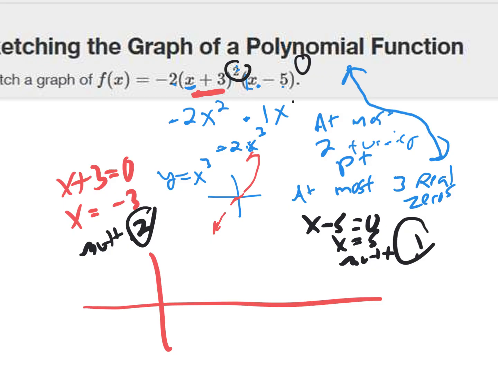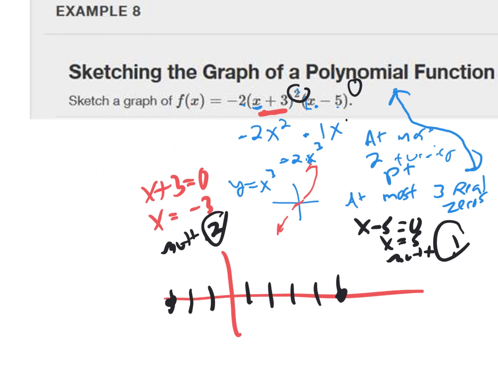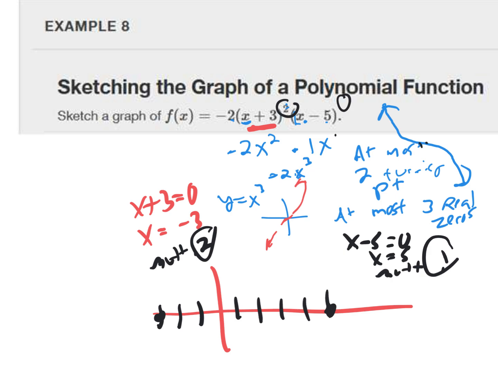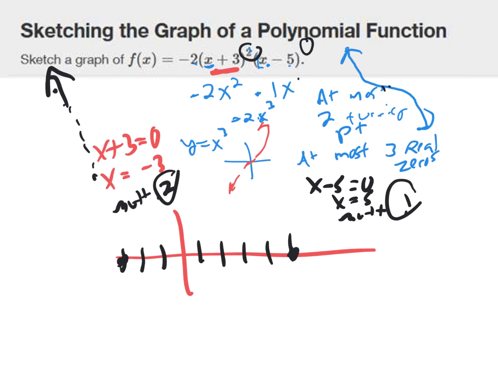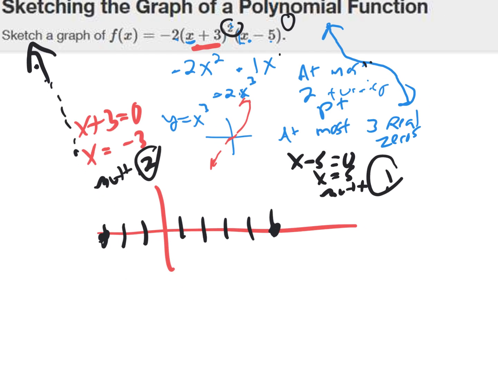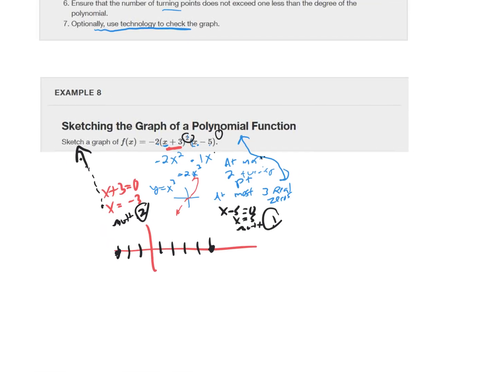So x is negative 3. 1, 2, 3 has to be here. X equals 5. 1, 2, 3, 4, 5 has to be here. But that doesn't tell me enough. So I do know, like I said, it's probably falling from up here. So it's going up that way, so it's falling down this way. And it has to hit that 0. But what am I missing? I don't have the y-intercept. So let's calculate the y-intercept.